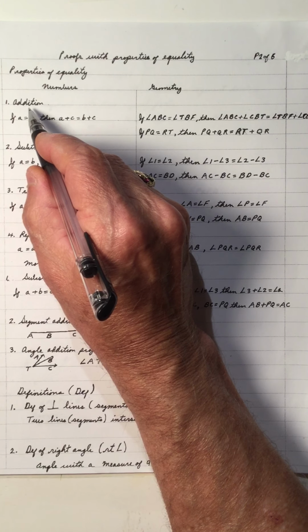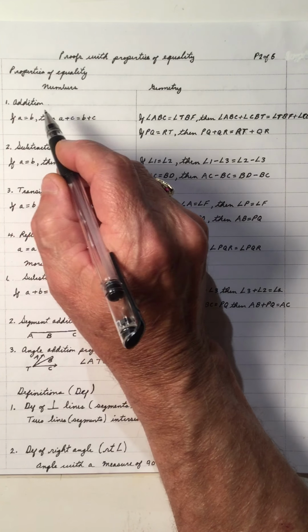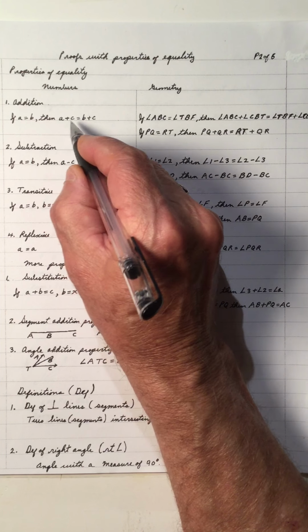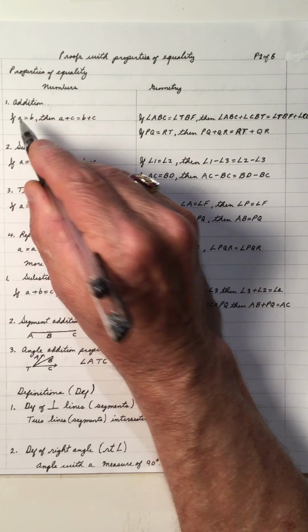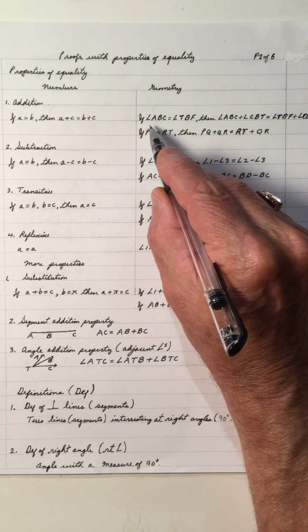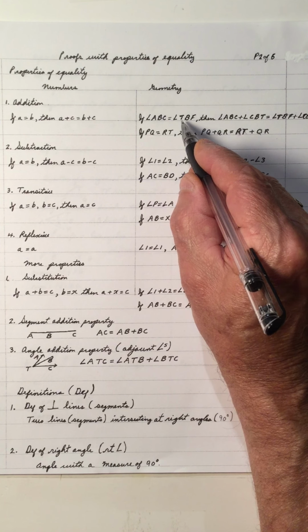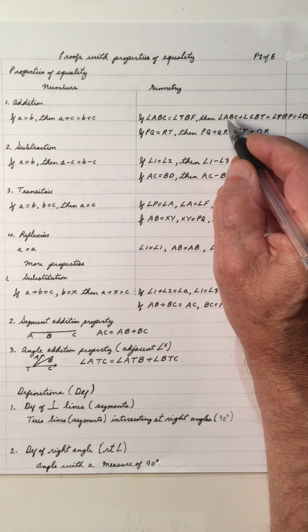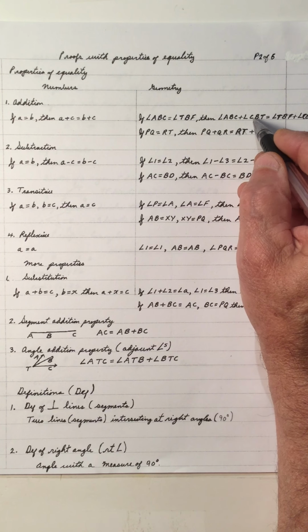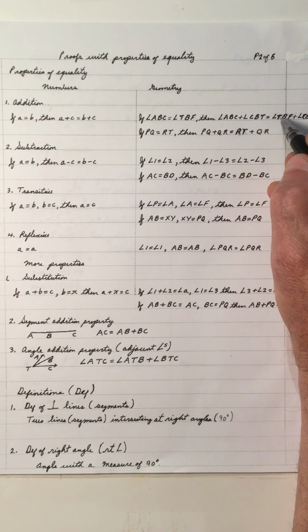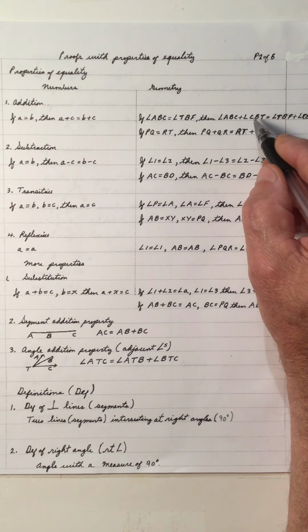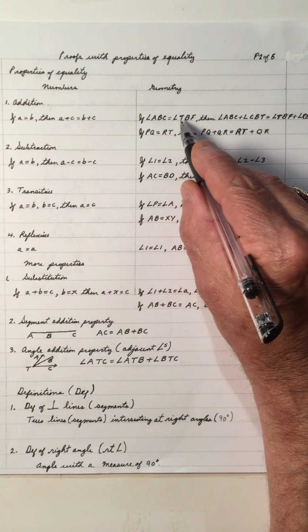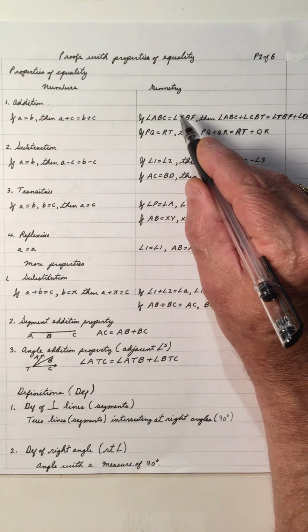The first property is addition. If A equals B, then A plus C equals B plus C. You're adding C to both sides of the equation. In geometry, if angle ABC equals angle TBF, then angle ABC plus angle CBT equals angle TBF plus angle CBT. So CBT is added to both sides of these angle measures.